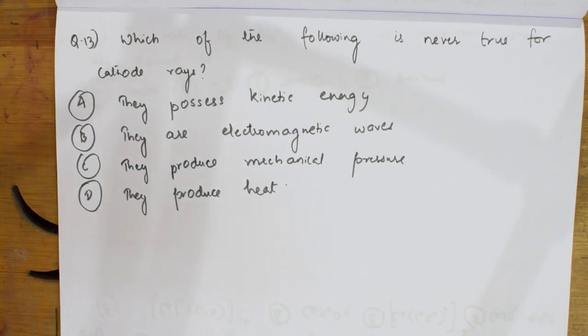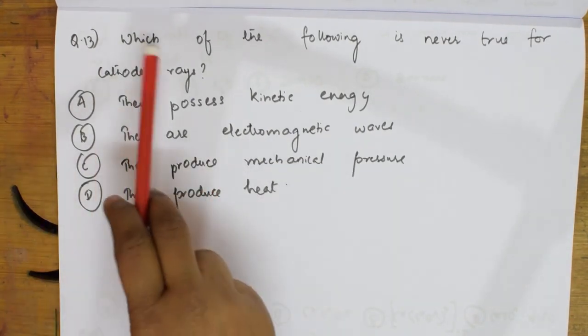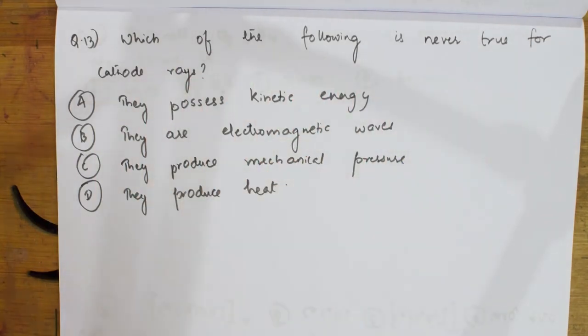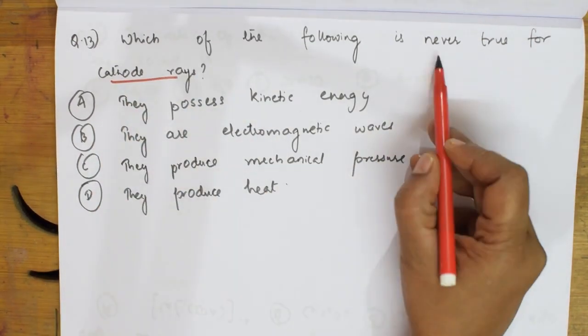Now let's come back again, do one more question. Let's see this. I think this is a grade 11 question. Which of the following is never true for cathode rays? Right. So basically, whenever I speak about cathode rays, what are the characteristics of cathode rays? They said which is never true.